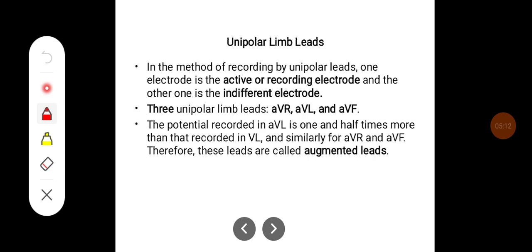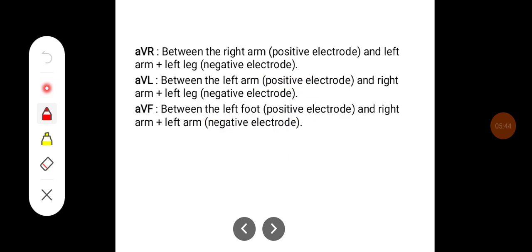Unipolar limb leads. In the method of recording unipolar leads, one electrode is the active or recording electrode and the other is the indifferent electrode. Three unipolar limb leads, that is aVR, aVL and aVF. The potential recorded in aVL is 1.5 times more than that recorded in VL, and similarly for aVR and aVF. Therefore, these leads are called augmented leads. So augmented limb leads are aVR, aVL and aVF.